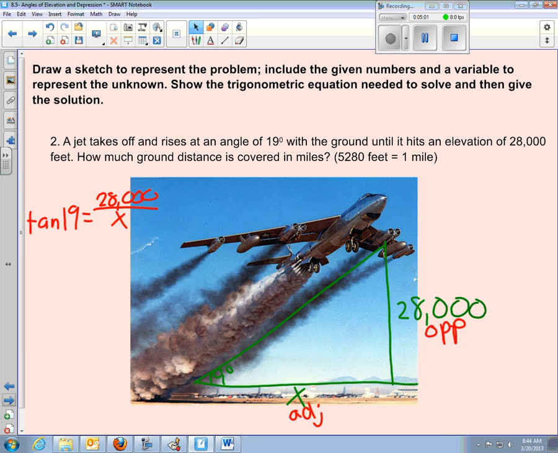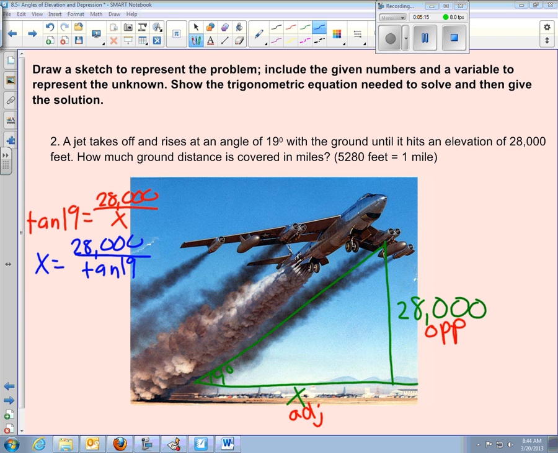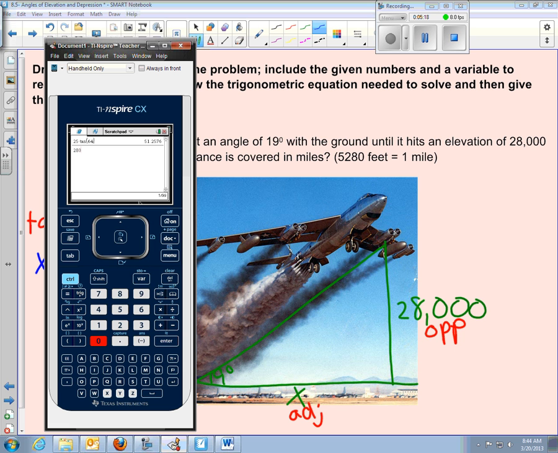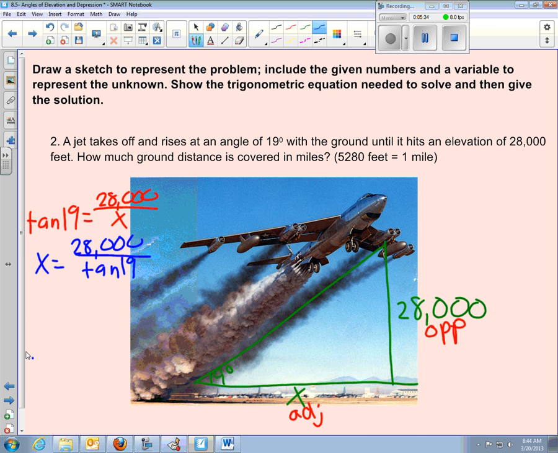Now remember from our 8.4 video, day 2, if x is in the denominator, it's just going to switch spots with our trig function. So x equals 28,000 divided by the tangent of 19. All right, so let's take our calculators and take 28,000 and divide by the tangent of our 19 degrees. So we end up with 81,317.9 feet. X equals 81,317.9, but this is in feet.